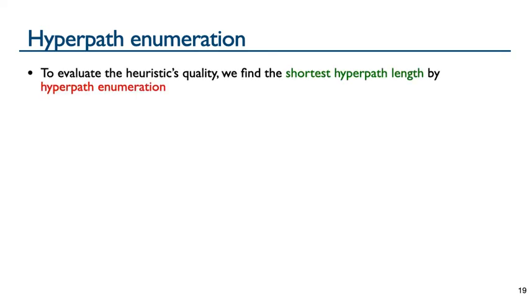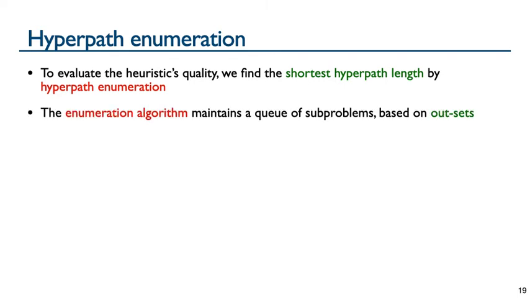To evaluate the quality of our heuristic, we need to find the length of the shortest hyperpath, which we do by enumerating all hyperpaths using our new enumeration algorithm. To give an overview, it maintains a queue of subproblems, which is based on outsets. Solving a subproblem, which requires certain hyperedges to be in a hypergraph, is an NP-complete problem, so we do not require certain hyperedges to be in the solution to a subproblem.